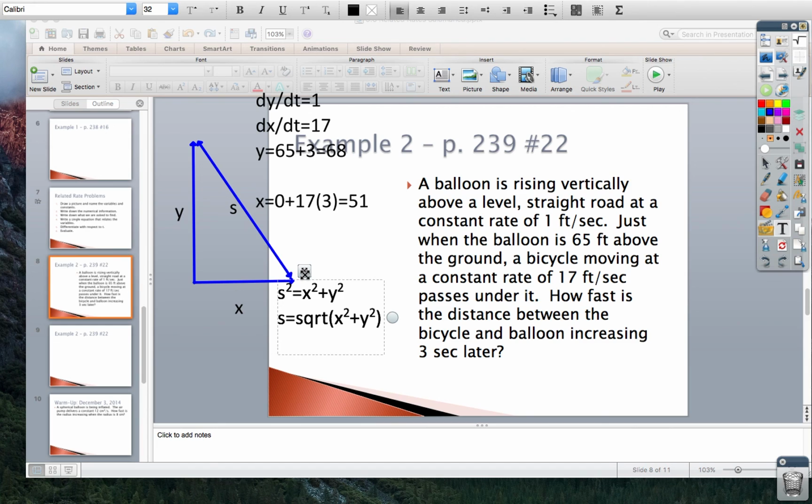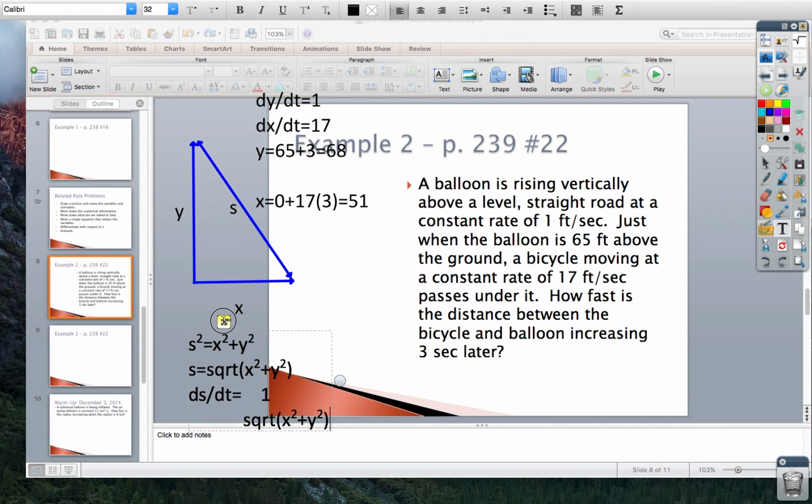So what we're going to do here is find the derivative. So we know that ds/dt is equal to 1 divided by the square root of x squared plus y squared. And furthermore, because we're doing this as chain rule, we have to find the derivative of the inside of the parentheses. So that'll be 2x dx/dt plus 2y dy/dt.